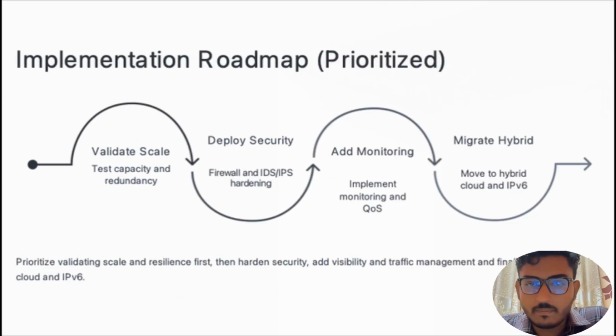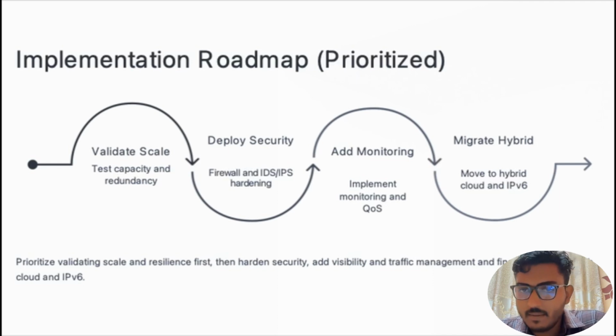Implementation roadmap. Moving forward, several improvements can be made. The first step is validating the network at a larger scale. Additionally, security mechanisms such as firewall, IDS, and IPS can be implemented. Network monitoring and quality of service can also be introduced to improve performance and visibility. Finally, cloud integration and IPv6 support can be added to modernize the infrastructure.